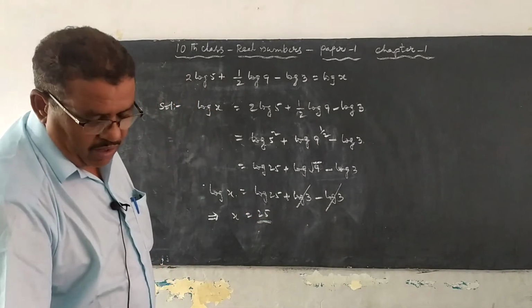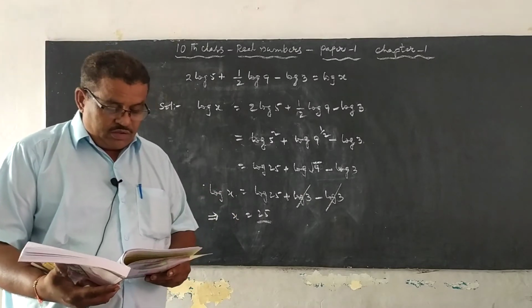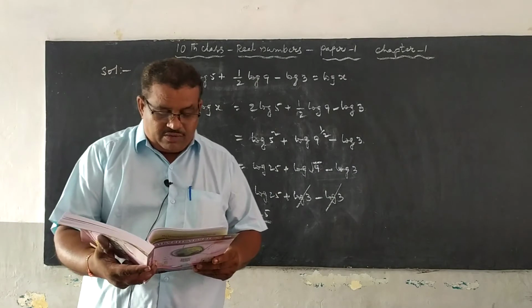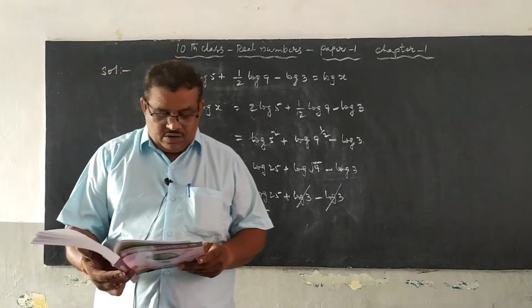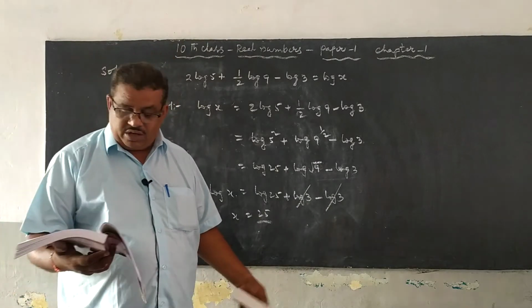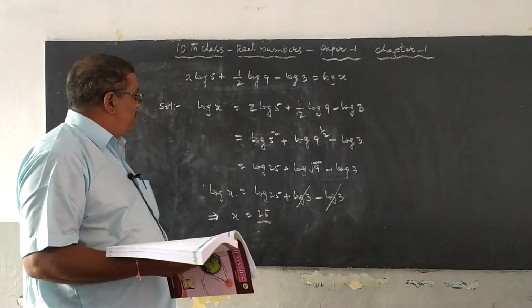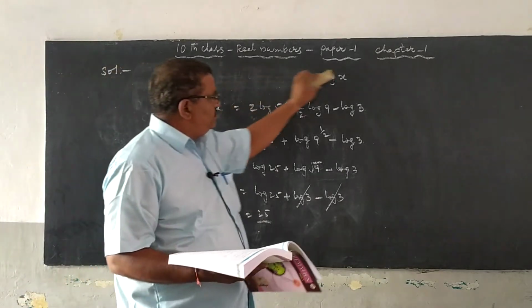These are the two problems. Afterward, we are going to discuss exercise 1.5. Determine the values of the following. Very easy problems. Each one, do this exercise thoroughly, because these are very important exercises for us in this chapter. Okay, children.